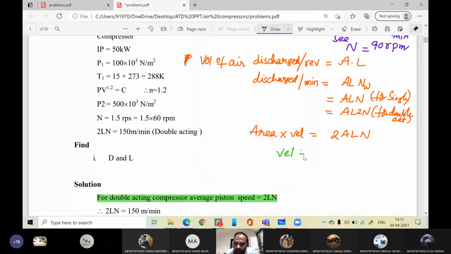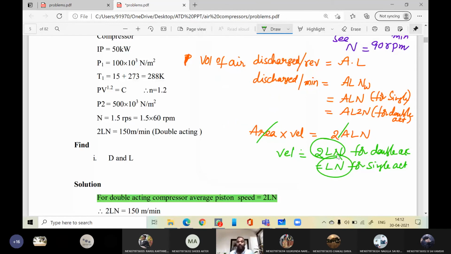Therefore, velocity is equal to, this area can be cancelled, 2 into L into N for double acting and L into N for single acting. Very, very important. You don't find this formula in any book. You will study it in hydraulic machinery books, where you study reciprocating pumps. They will write directly mean piston speed is 2LN or LN, but they won't derive all those things.